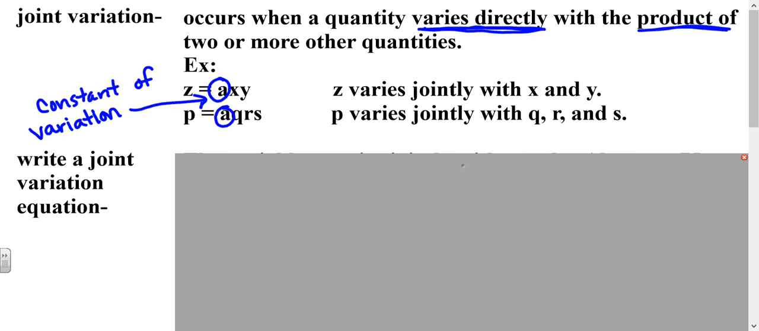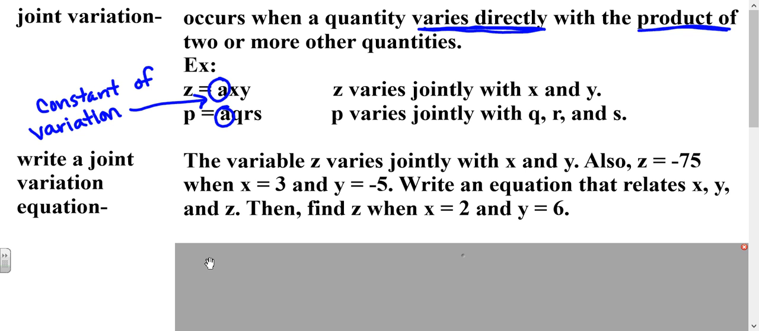So now we're going to do a problem that has that. It says the variable z varies jointly with x and y. So that tells you right there that you should write an equation. And remember, we always have to have an a value. So this would be our joint variation equation. Then they tell you z equals negative 75 when x equals 3 and y equals negative 5. So we're going to plug in all those values and find out what our constant is.